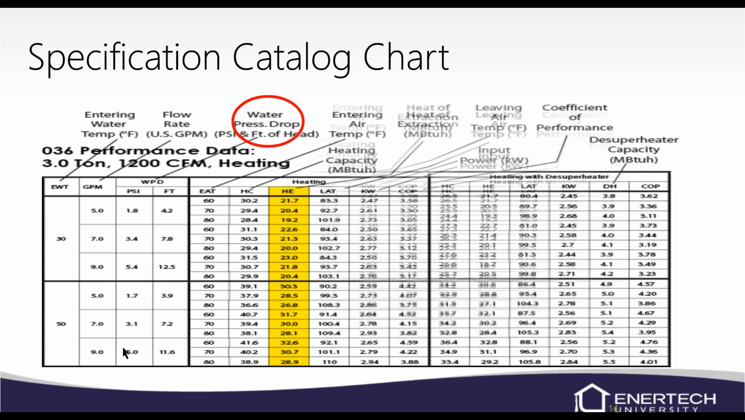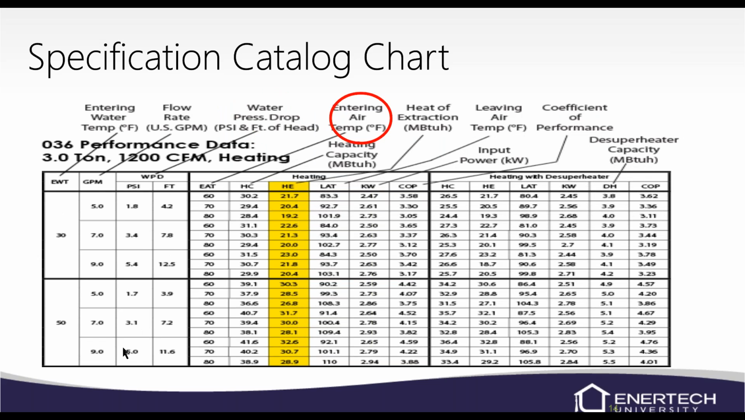The feet of head we don't really use. The feet of head is used if you need to size the pump. That's how much pressure drop, in feet of head, that heat exchanger has. So if you need to size a variable speed pump or a fixed speed pump for the unit in your loop field, that's one of the numbers we would use.